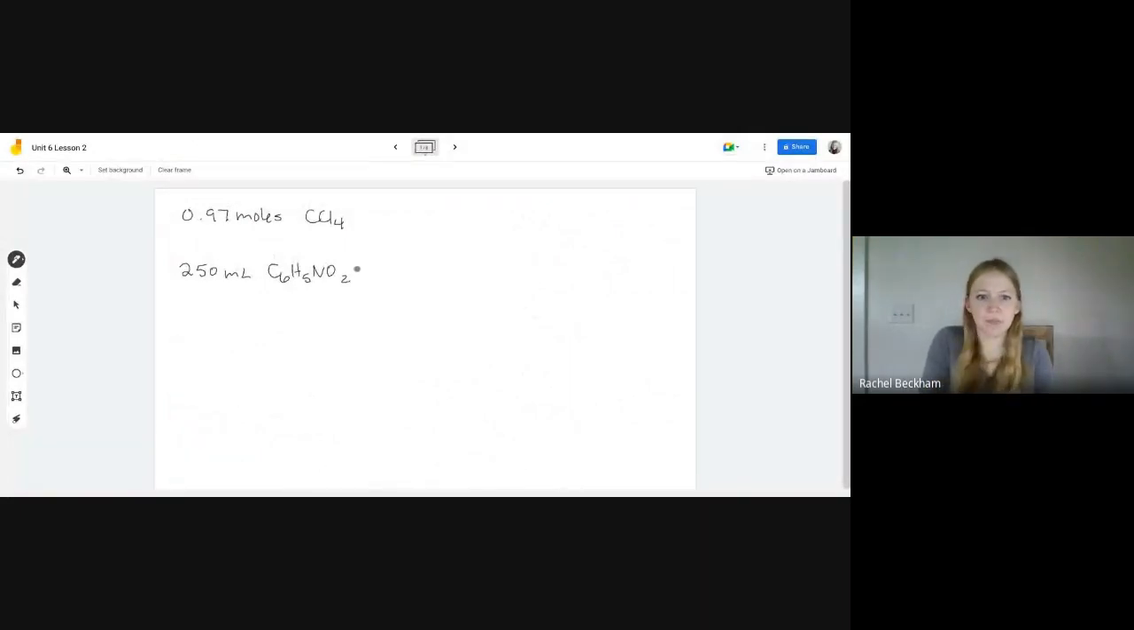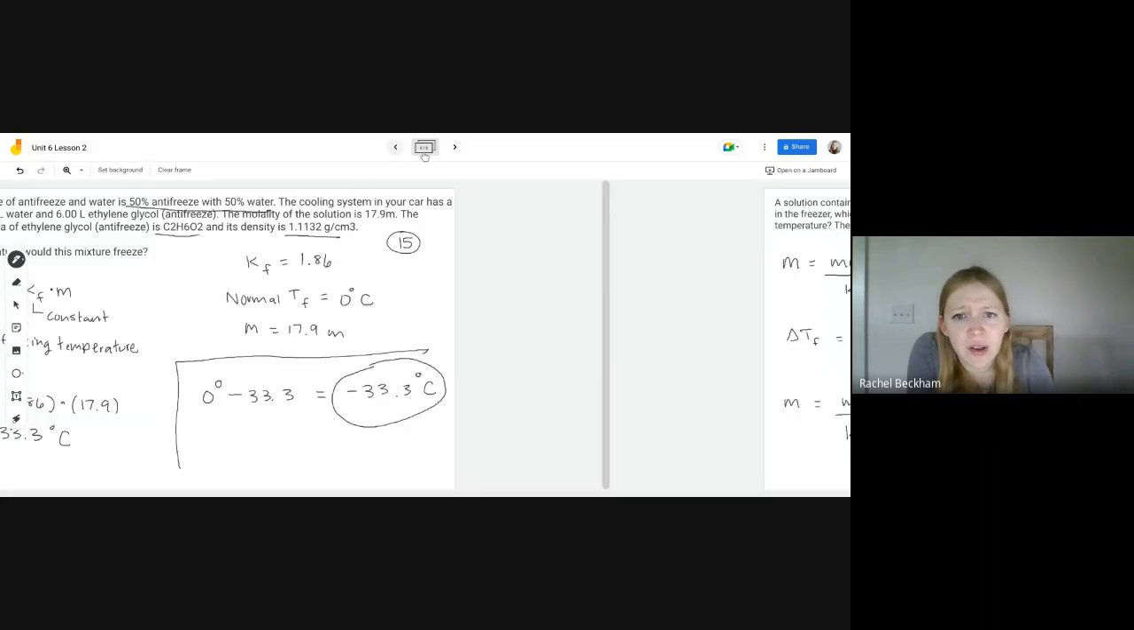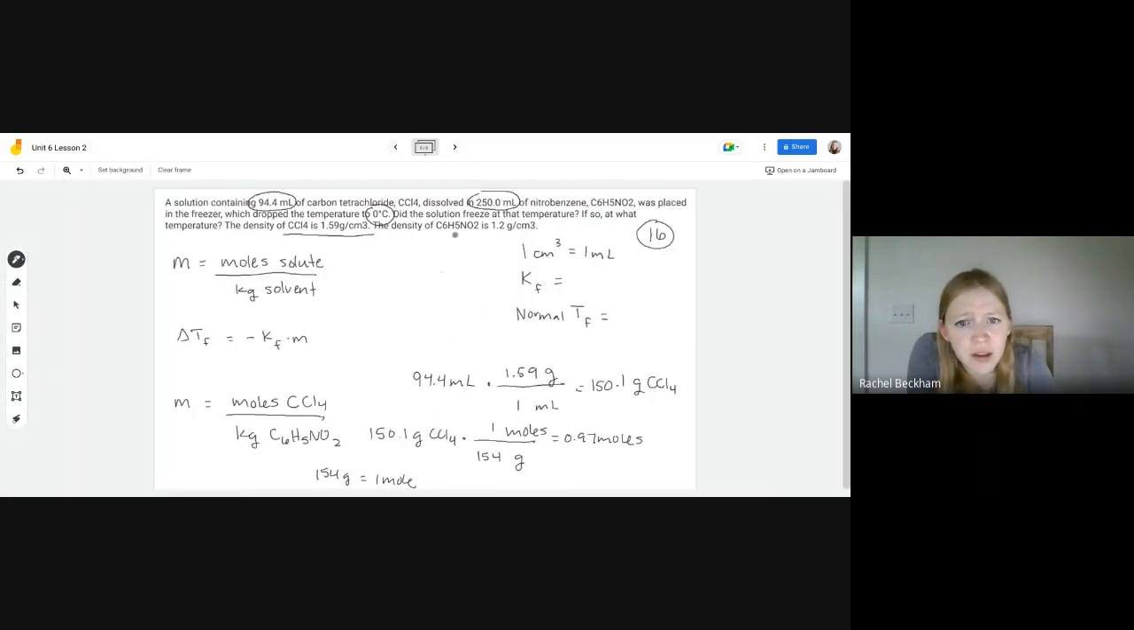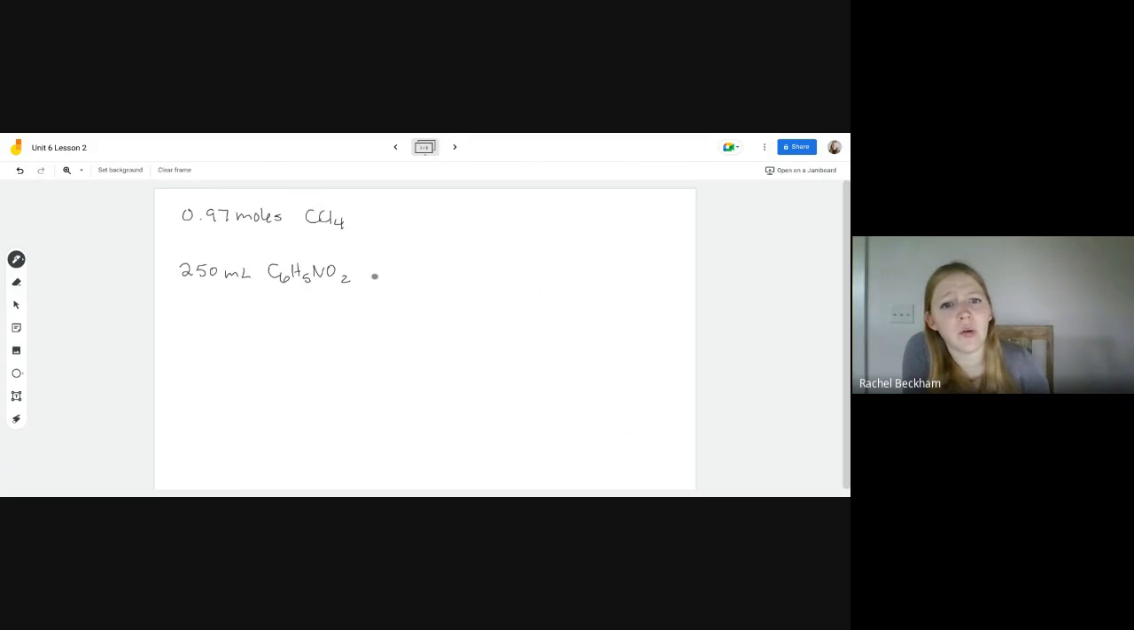Okay. We need to convert that to kilograms. So let's look at the density of it here. The density of C6H5NO2 is 1.2 grams per cubic centimeter. Okay, so 1.2 grams for every 1 milliliter. So see how my milliliters cancel out?